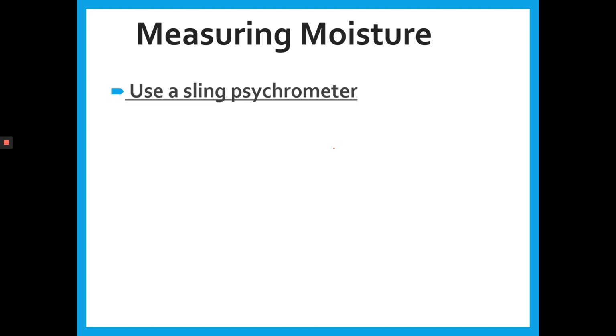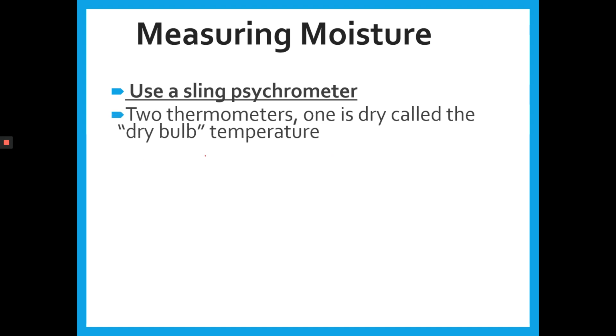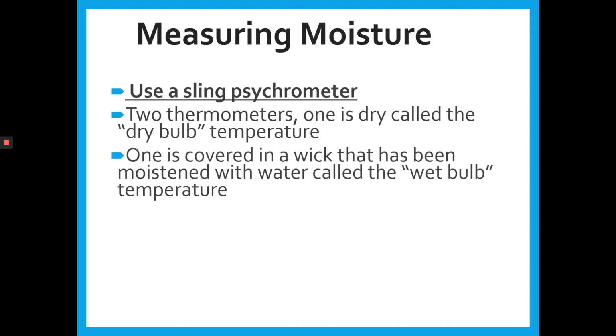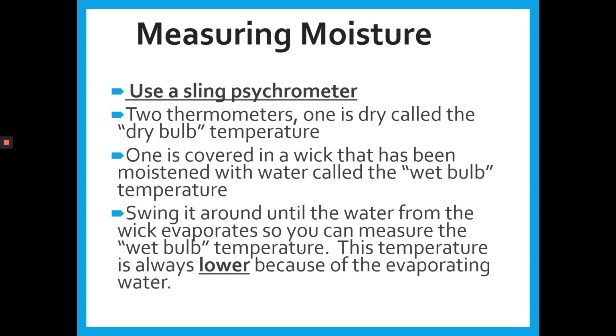So when we find relative humidity or dew point, we use something called a sling psychrometer. It has two thermometers, one called the dry bulb. One is covered in a wick, like a piece of fabric that has been moistened with water, called a wet bulb. And you swing it around until all of the water from the wick evaporates, so you can measure the wet bulb temperature. This temperature is always lower because of the evaporating water.